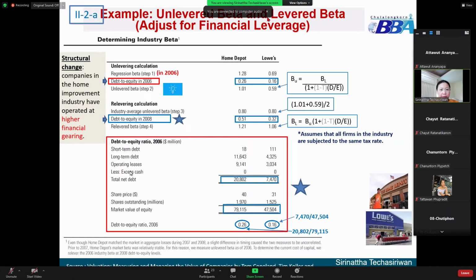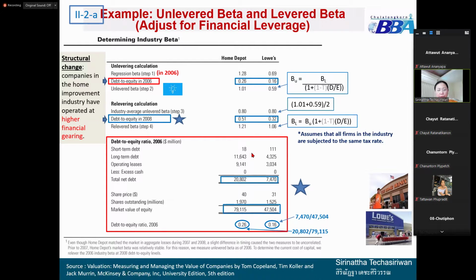Include all the interest-bearing debt and minus cash to come up with net debt. For debt value, normally the market value of debt may not be much different from the book value. Why is that? Okay, we know that.